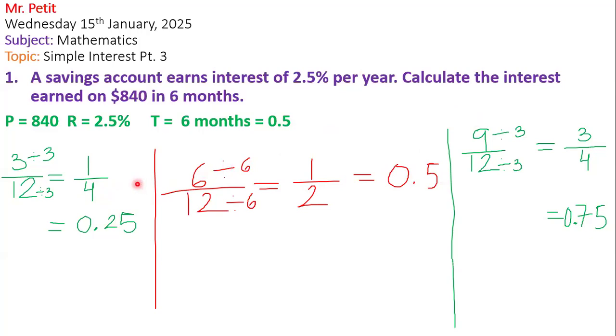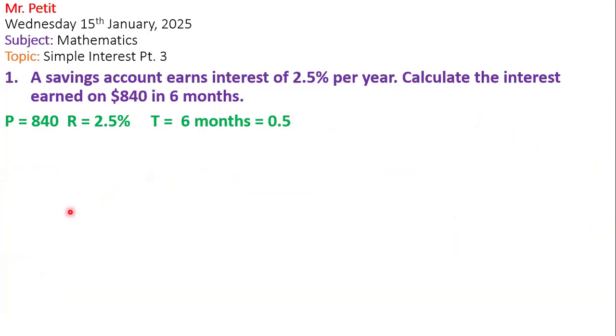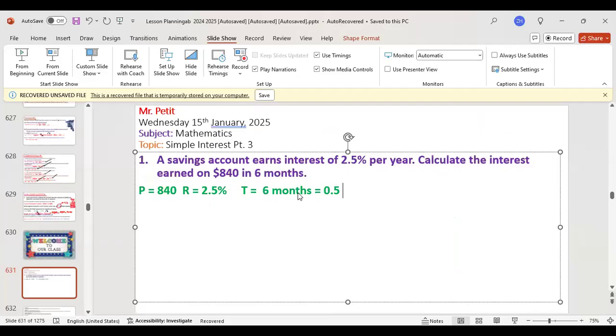But in this case, we're dealing with 0.5, and for the questions of the day, we're only going to be focused on 0.5. So we have the principal, we have the rate, and we have the time, which is 0.5. Now all we need to do is multiply them. So it's going to be simple interest.